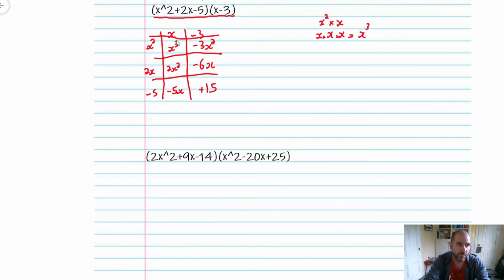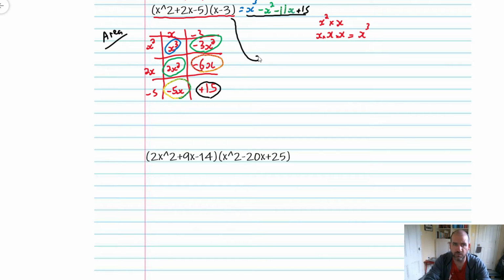So if we look, there's only one x cubed term. So equals x cubed. For x squared, we've got a -3x squared and a 2x squared. If we add those together, we're going to get -1x squared, which we can write as just -x squared. If we look at our x's, we have a -5 and a -6. Together, that's -11x. And then our constant, or our term with no x, is +15. So there is our answer using the area model.